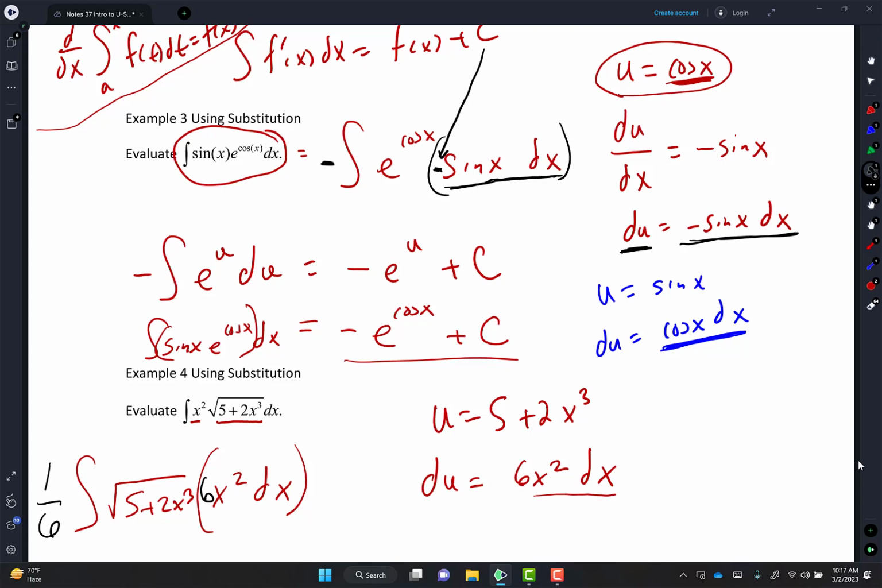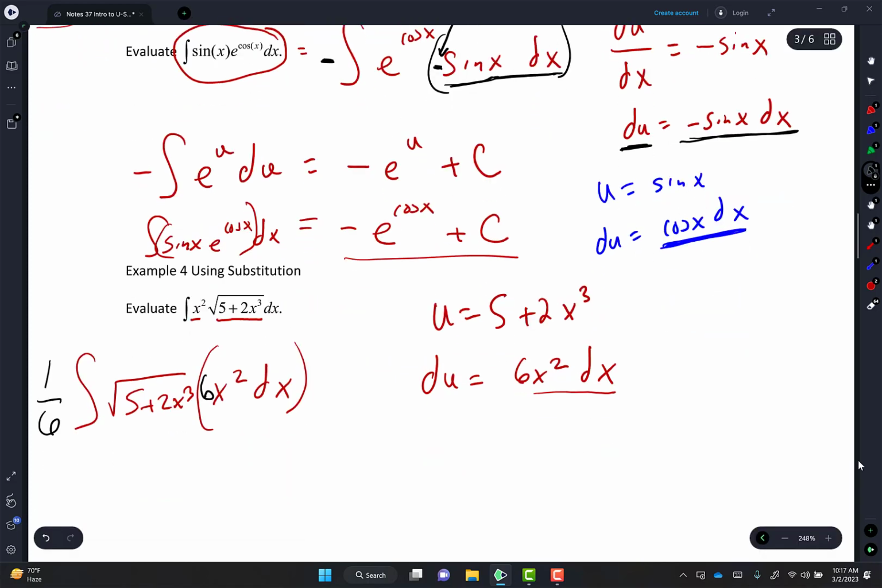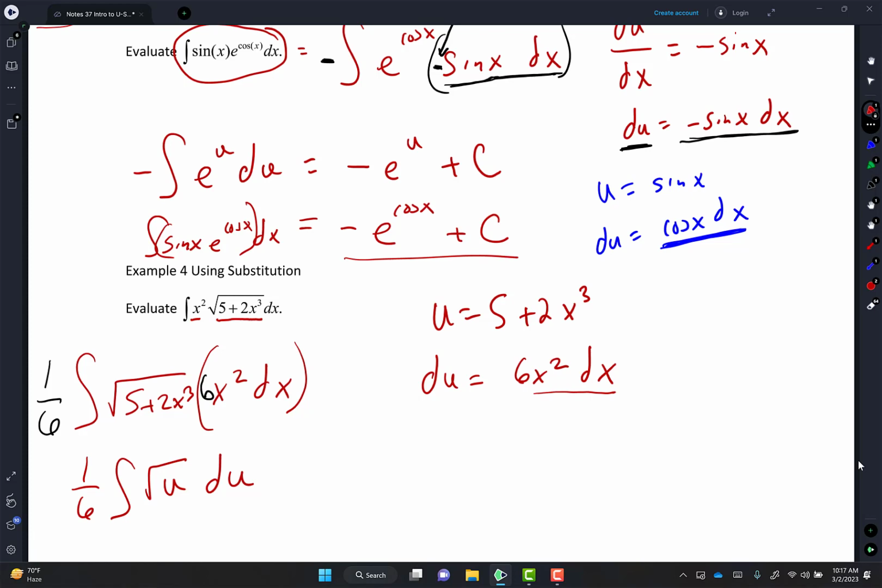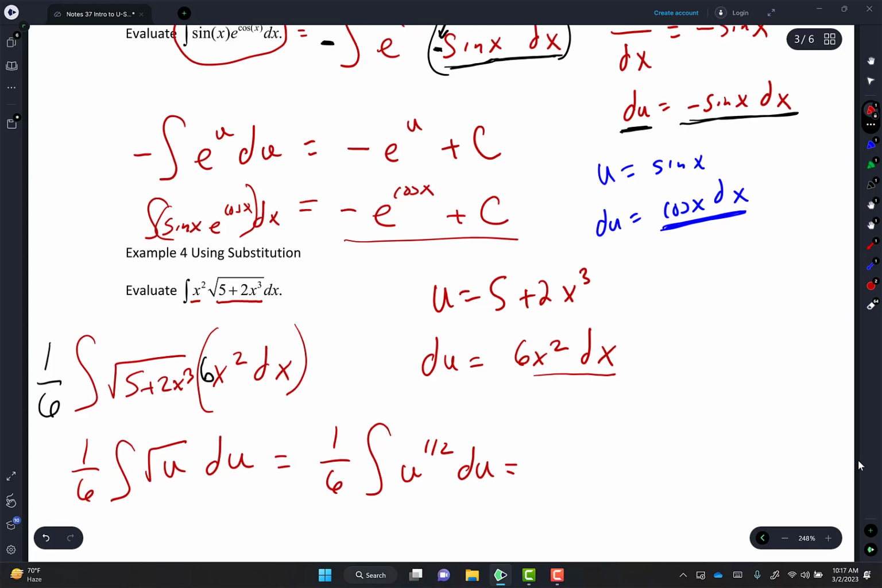All right, guys, here we go. Ready? I'm going to write 1/6 integral, and all I'm going to have is square root of u du. Do you guys see that? Now I'm ready to take this antiderivative because it's way simpler now. Let me rewrite it for you guys to see: 1/6 integral u to the half du. All right, now you can see it's real simple.